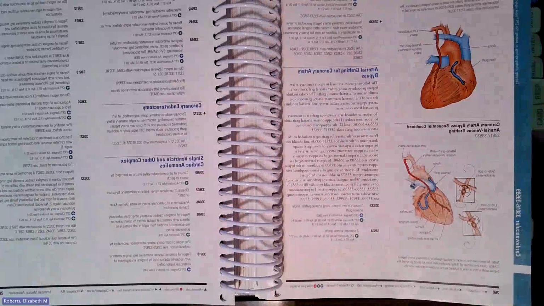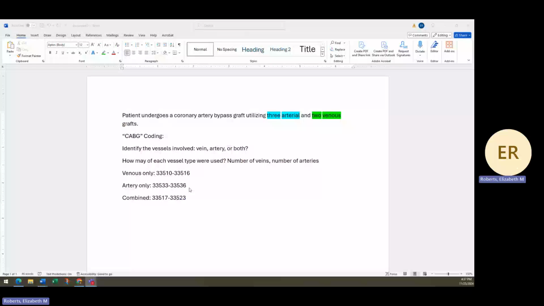Okay, so I'm going to share my screen one more time so we can look at the notes that I made here, right? So here in my coding scenario, we have three arteries, two veins. So you're going to identify one code for the arterial grafts, and then one code for the venous grafts, right?